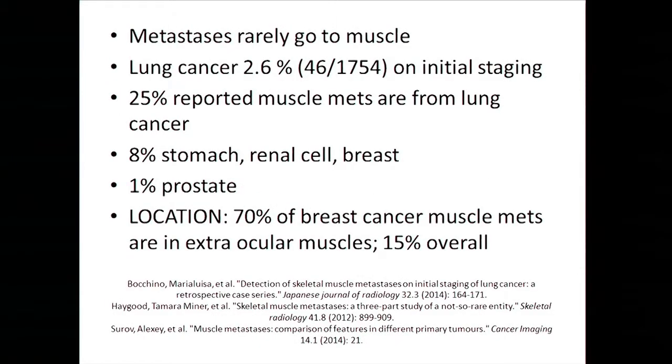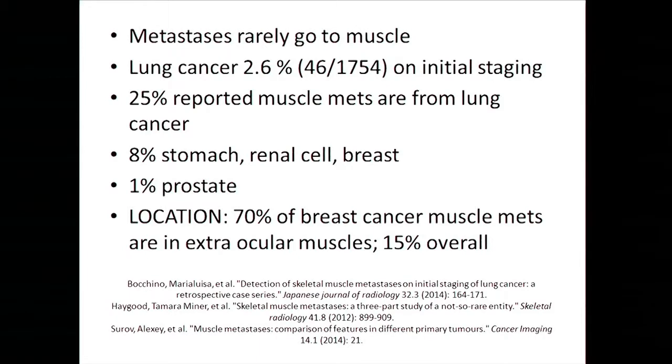What we also know is that metastases rarely go to muscle. In lung cancer, about 2.5% on their initial staging will have metastases in their muscles. So that's the highest amount you're going to find. If you look at reported muscle metastases, 25% are from lung cancer, 8% are from stomach, renal, and breast, 1% are from prostate. There's about the same number of people with lung cancer, breast cancer, and prostate cancer, but there's 25 times more muscle metastases from lung than from prostate. So if you have a patient with prostate cancer, that person does not have a muscle metastasis. You can put your hands wherever you want. There's not going to be a muscle met there.